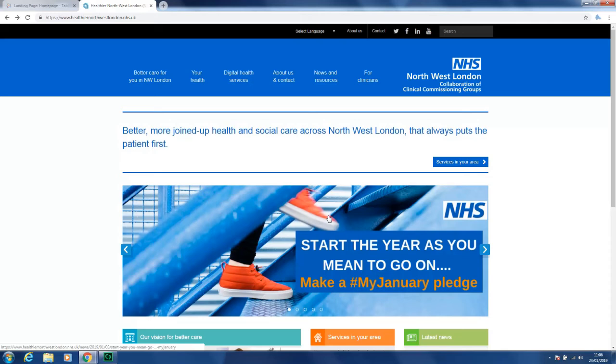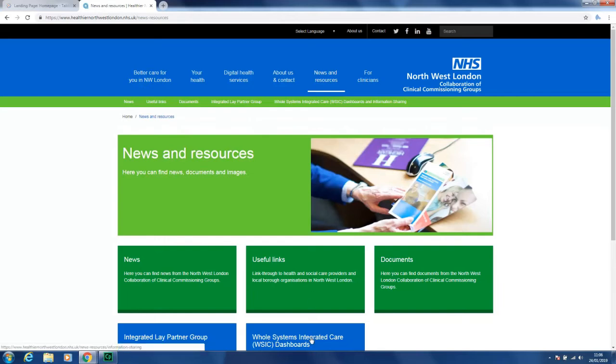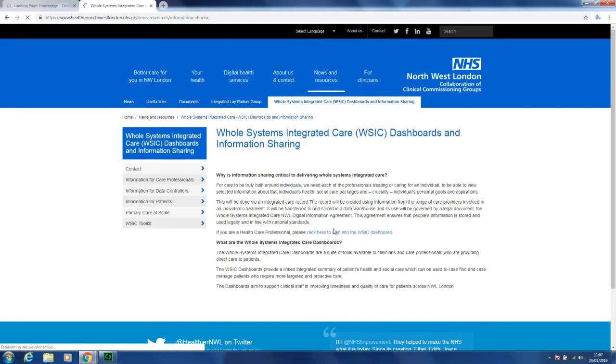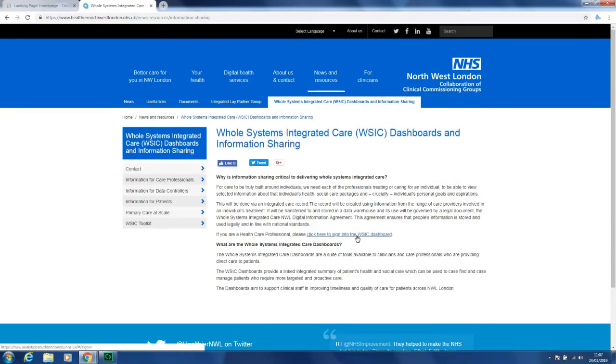Just going to share with you the new diabetes benchmarking dashboards that are on Whole Systems Integrated Care. If you've not visited the Integrated Care website before, you'll find it via the Healthier North West London collaboration of CCGs website, and under the menu, you'll see News and Resources. Click on that and then go down to see the link to the Whole Systems Integrated Care dashboards, and then follow the sign-in link about halfway down the page.